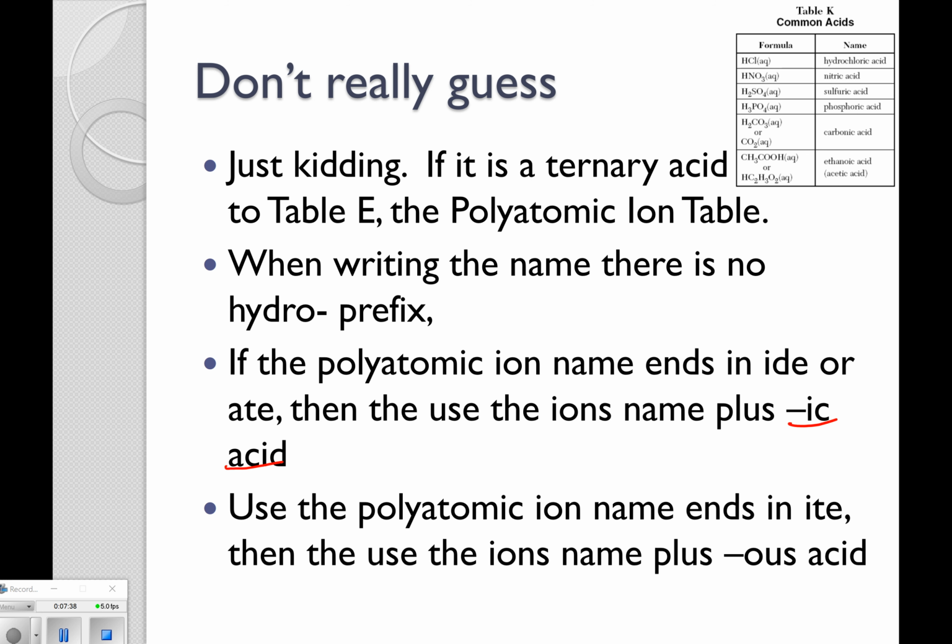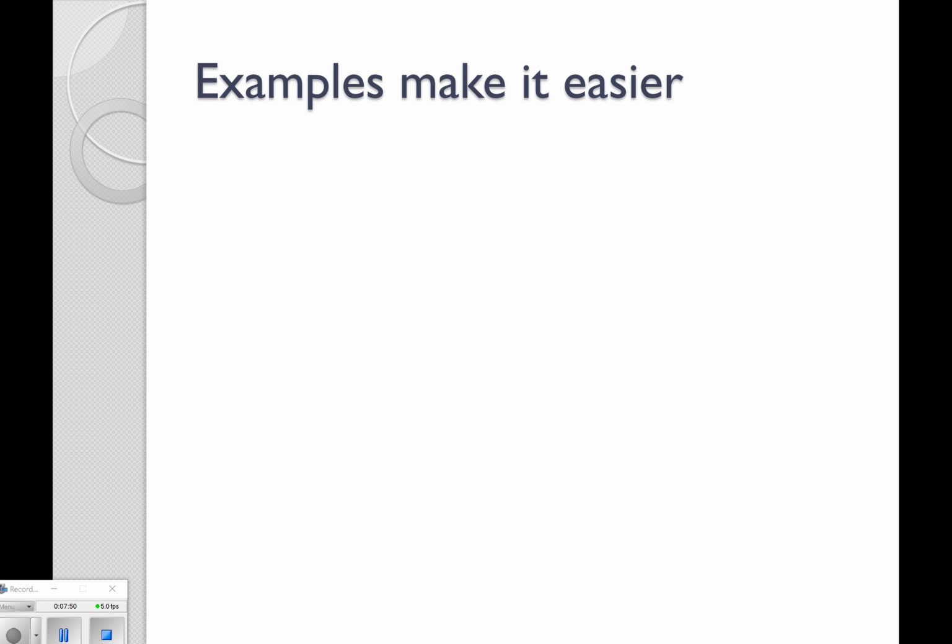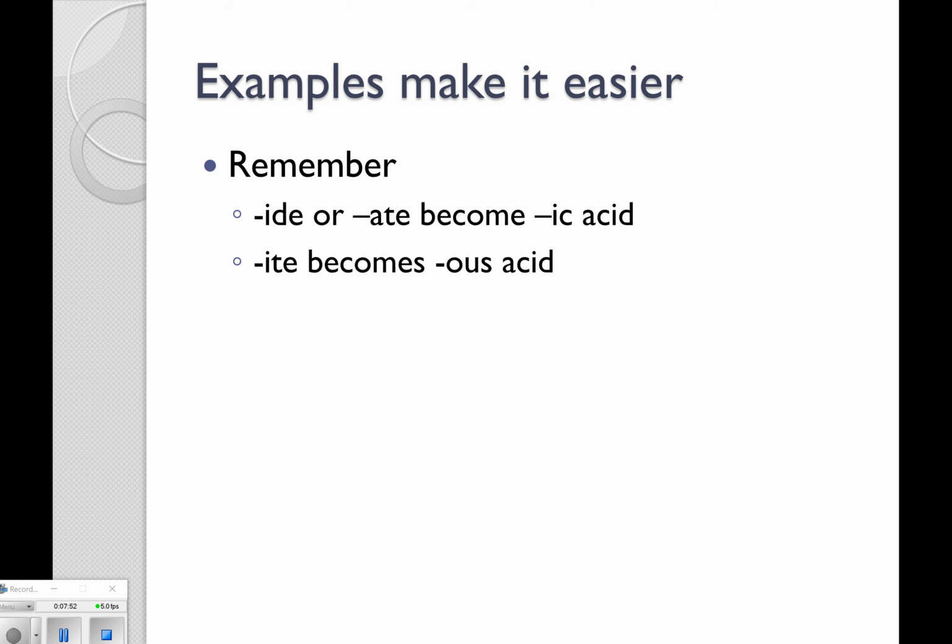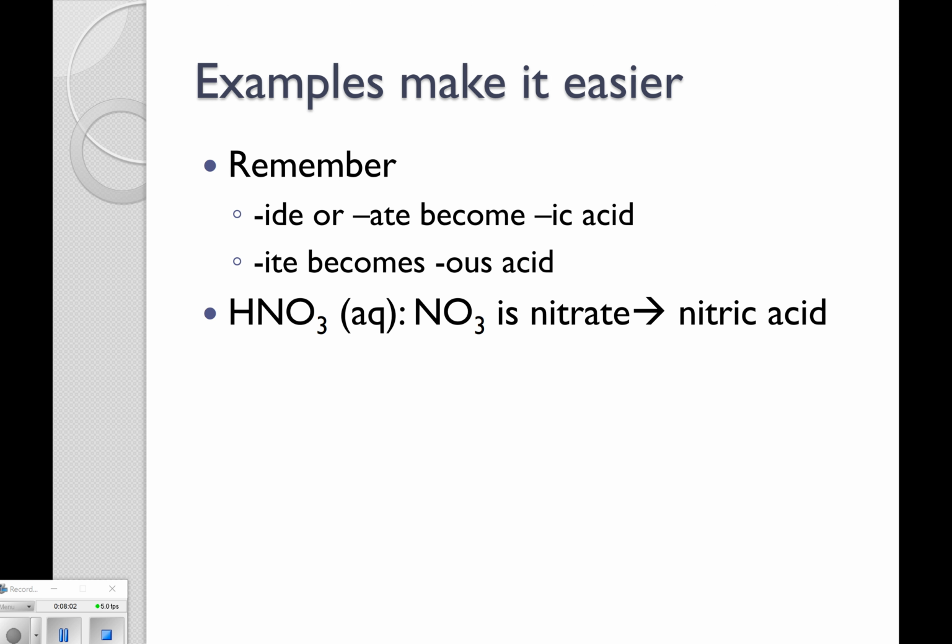If the polyatomic ion name ends in ITE, like chlorite or sulfite, we're going to use the ion's name plus ous acid. We'll take a look at a couple examples because that makes it a whole lot easier. So IDE or ATE becomes ic acid, and ITE becomes ous acid.